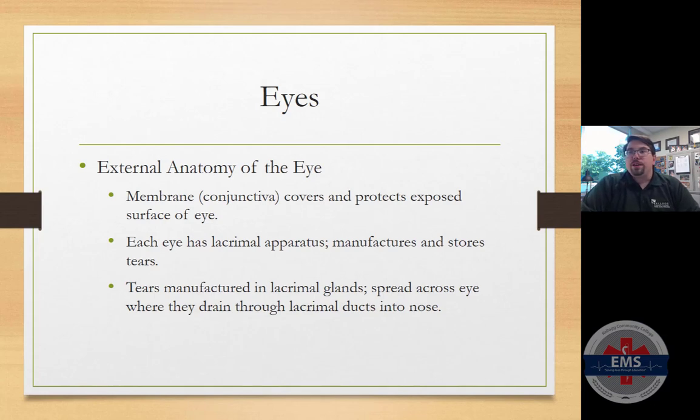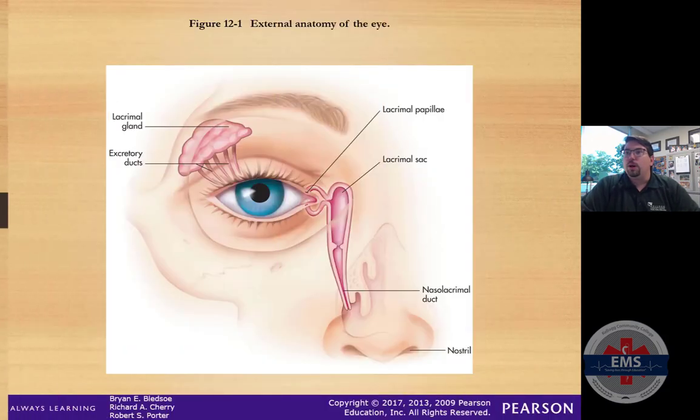We also know that there's the membrane, the conjunctiva, which covers and protects the eye surface itself. Each eye also has tear glands, lacrimal glands, or lacrimal apparatus that manufacture and store tears. Tears are designed to help flush away any debris and keep the eyes moist and lubricated for normal function. Tears are manufactured in the lacrimal glands and spread across the eye, where they drain through the lacrimal duct, not only out as a tear, but also internally into the sinuses as well. That's why if you ever have someone that's crying or has allergies, that's where the postnasal drip comes in as well.